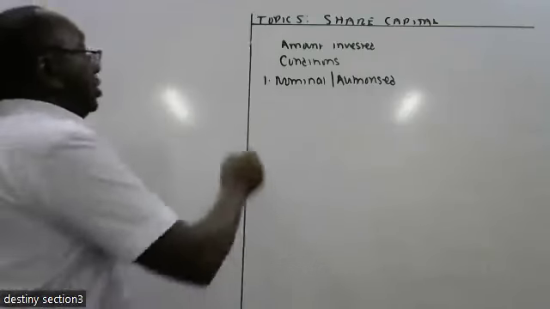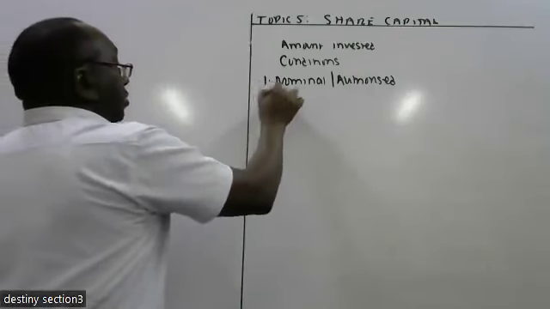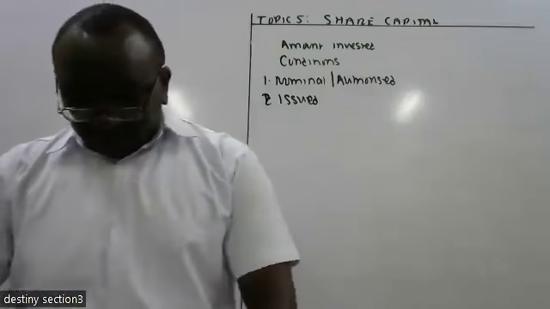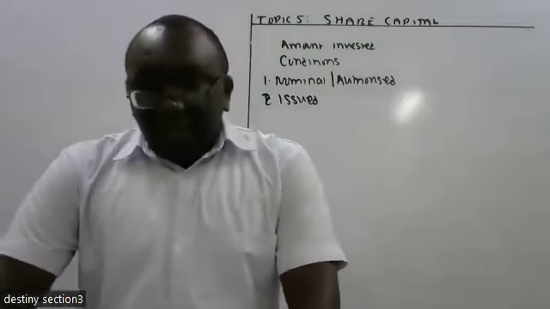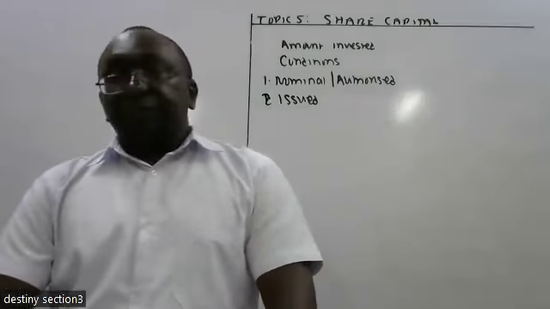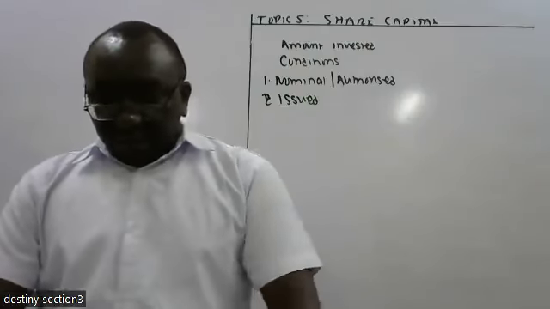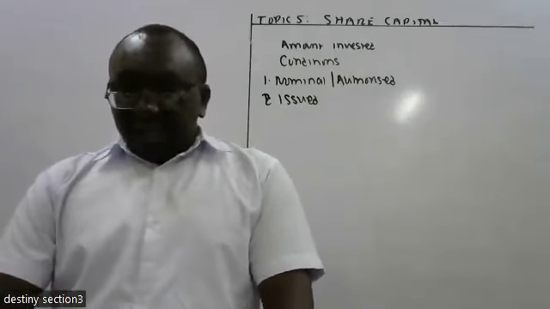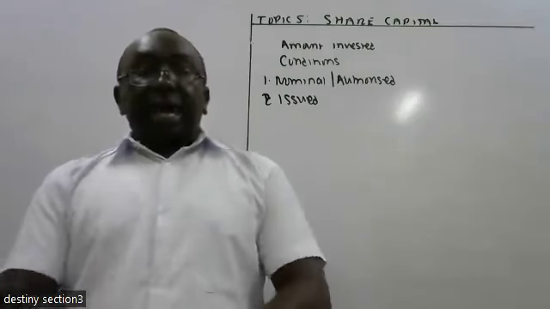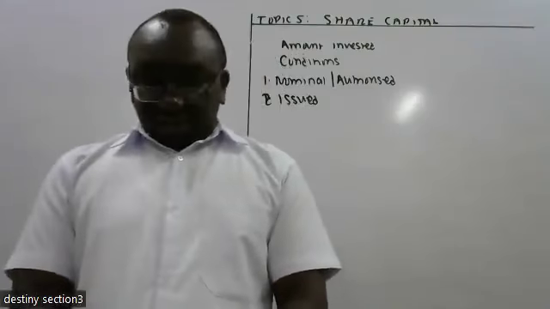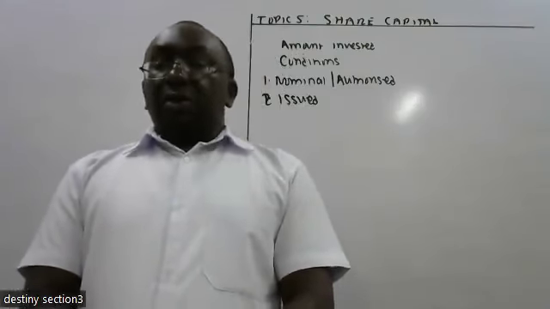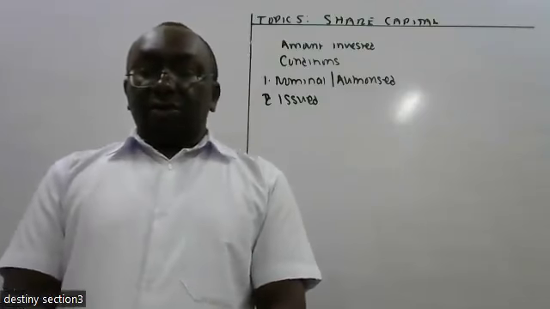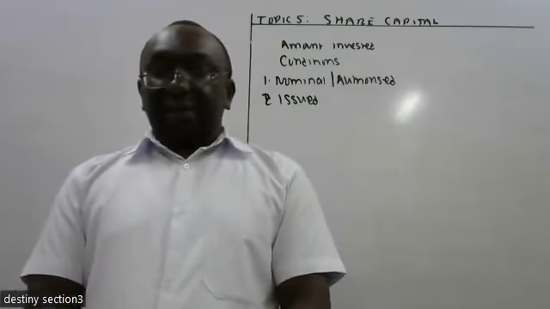Number 2 is called issued. And write that this is the amount of nominal capital that has been issued in return for cash or transfer of a non-cash asset.